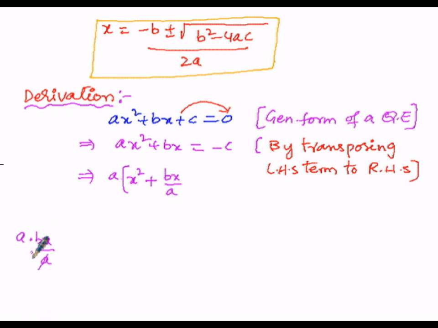So here a and a get cancelled, then only bx is left over. So here a into bx by a. So here it must be divided as bx divided by a. So there must be a. So here a and a get cancelled, again bx will be left over. So here that equals to minus c.